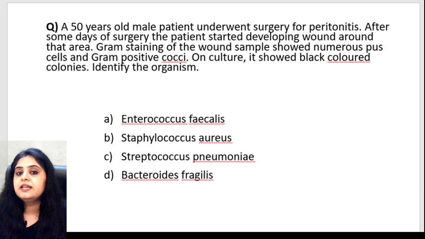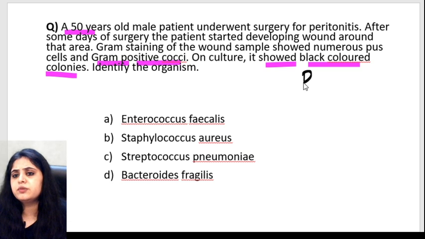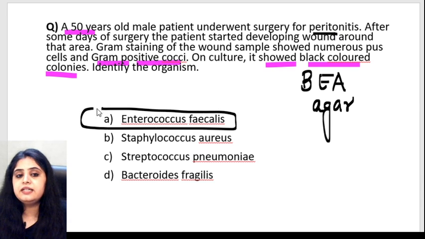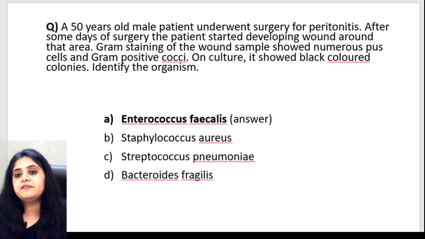One more question. Here you've got a 50-year-old patient who underwent surgery for peritonitis. The patient started developing a wound around that area on the day of the surgery. Gram staining of the wound sample showed numerous pus cells and gram-positive cocci. On culture, it showed black color colonies. Now, black color colonies means which culture must have been used? Bile esculin azide agar, with something to do with peritonitis and a surgical wound. And obviously, we are again dealing with Enterococcus faecalis.